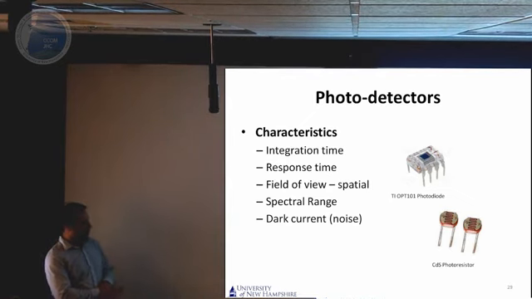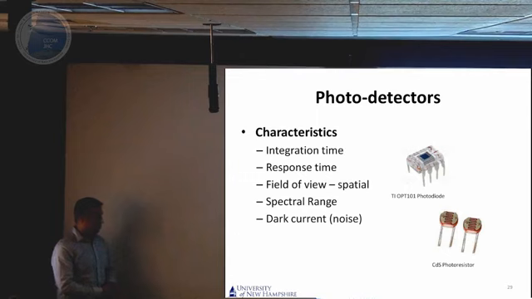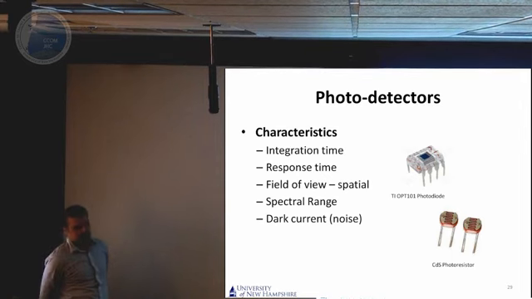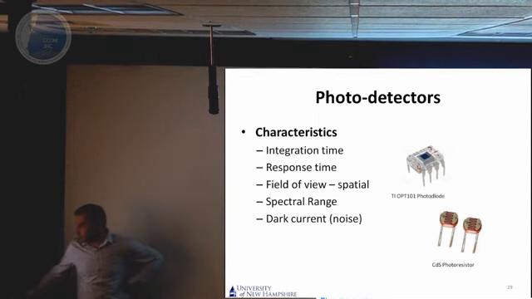And another thing is the dark current. Dark current is a noise associated with the photodetectors. When you turn off all the lights, there will still be some current going on in the element. That's not desired, so that's called dark current noise. We want this to be low.